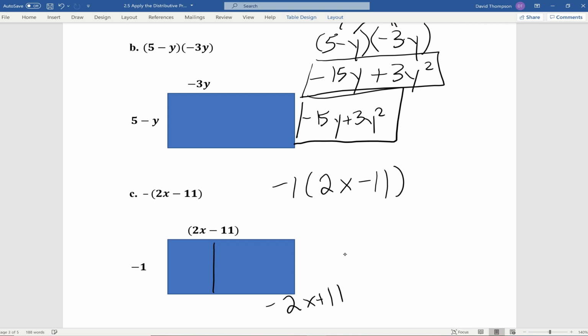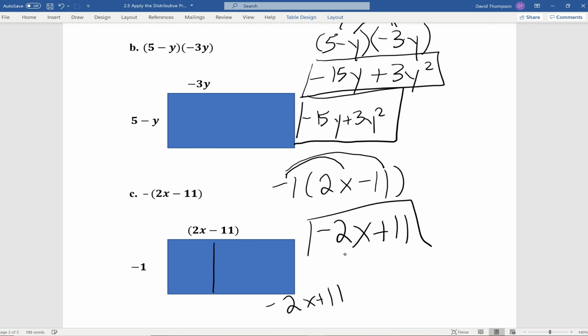Let's double check our work with the distributive property. Negative 1 times 2x would be negative 2x. Negative 1 times negative 11 will be positive 11. And we got the same answer twice. And we are done with our distributive property for this example.